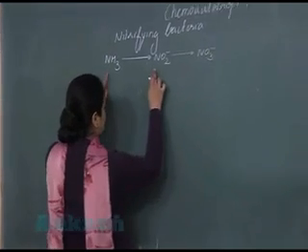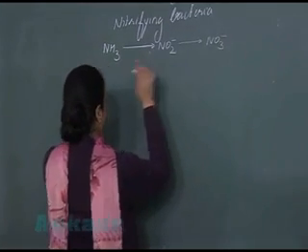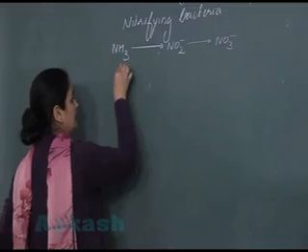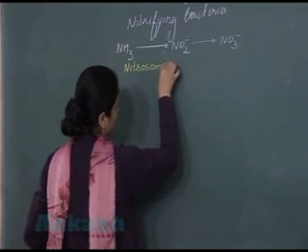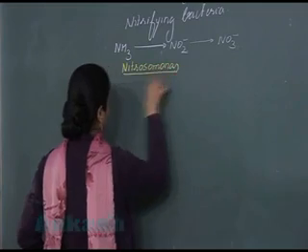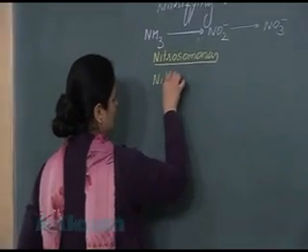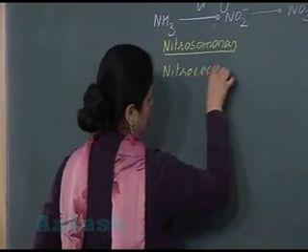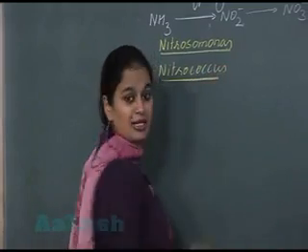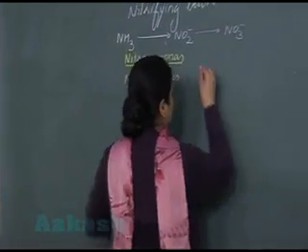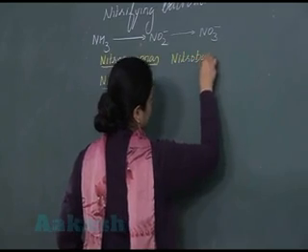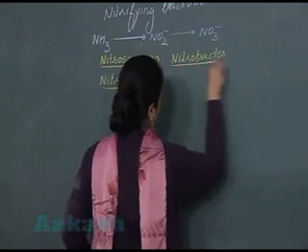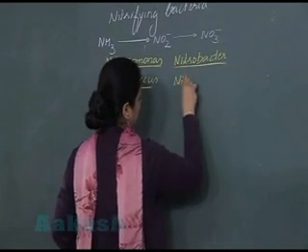Now, at the first step of nitrification, there is involvement of Nitrosomonas and Nitrococcus. These two bacteria are involved here. At the second step, there is involvement of Nitrobacter and Nitrocystis.